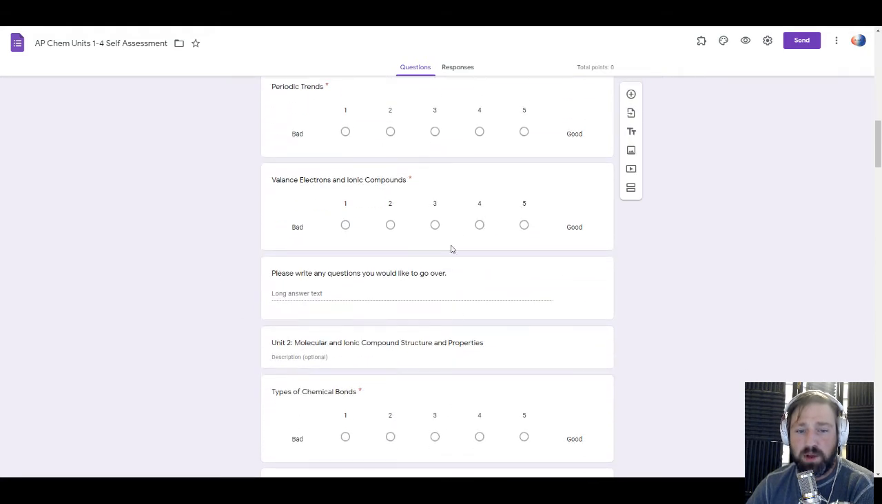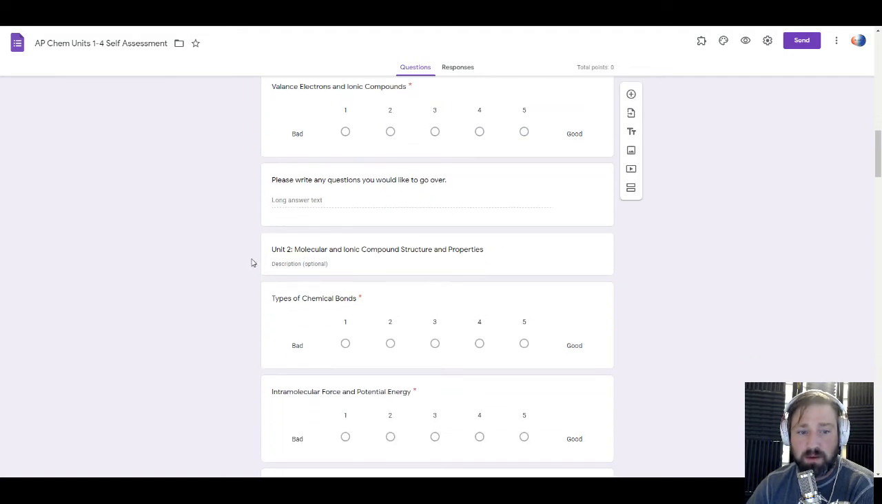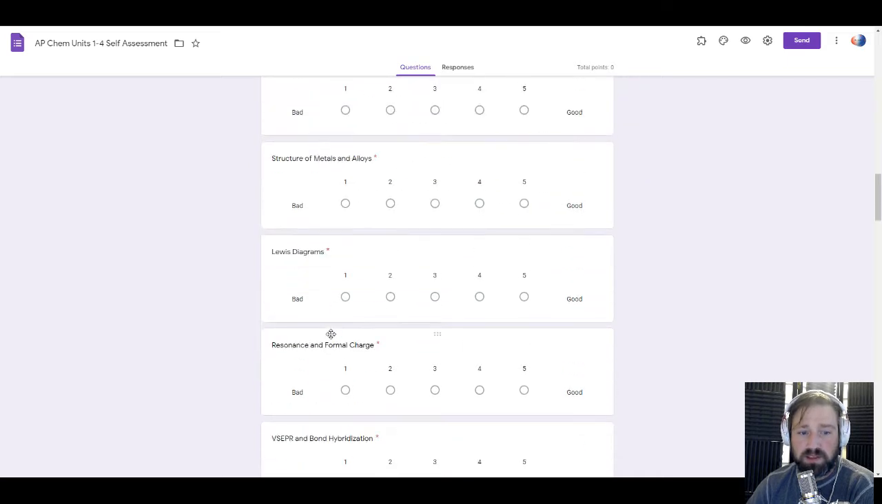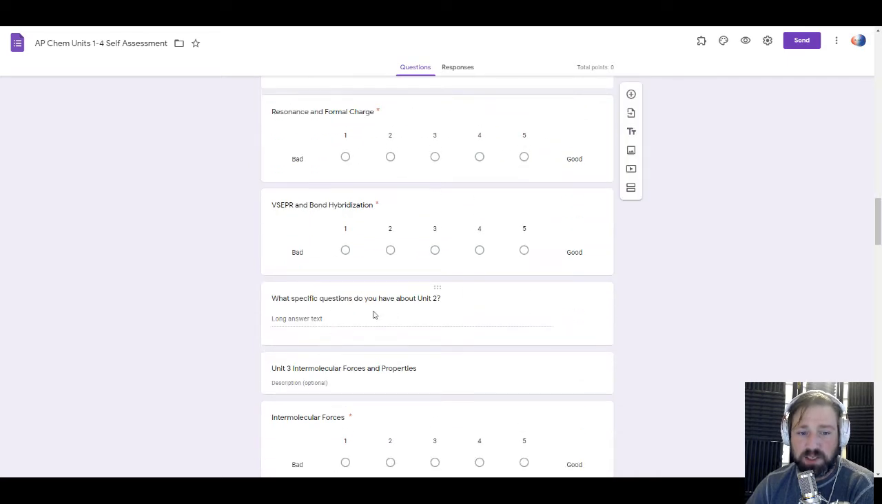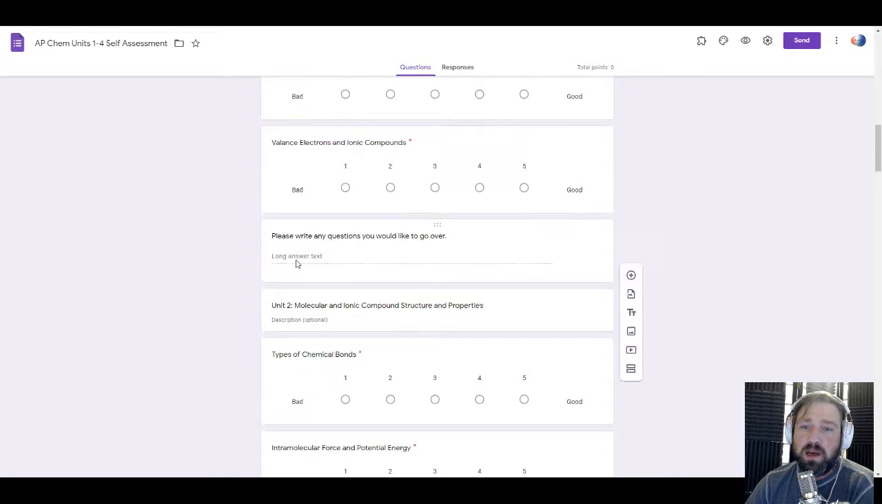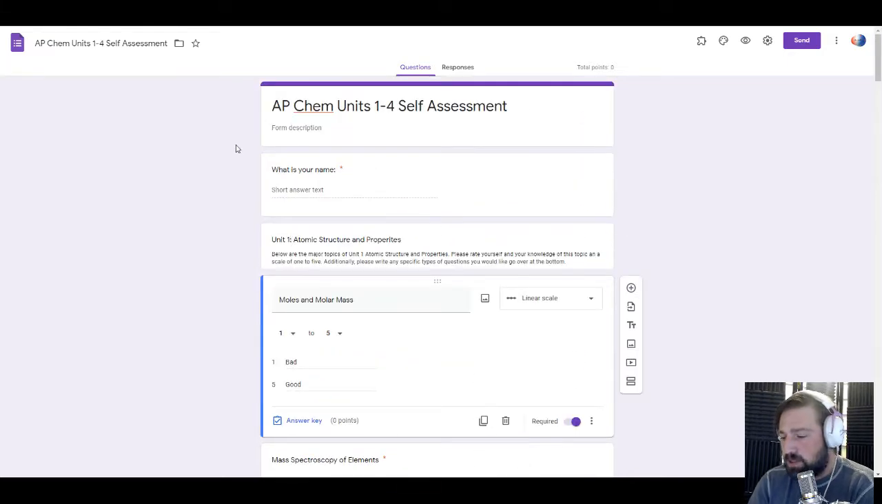And for anything in Unit 1, any specific questions you would like to go over, just go ahead and type them out here. Same thing for Unit 2, all these topics, any specific questions, and so on and so forth. Go through and do that. This is going to help me develop a review strategy for you guys.